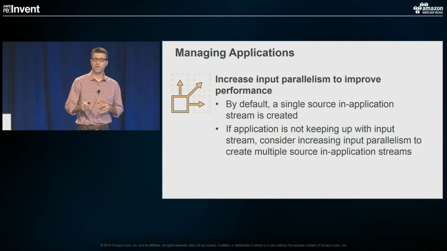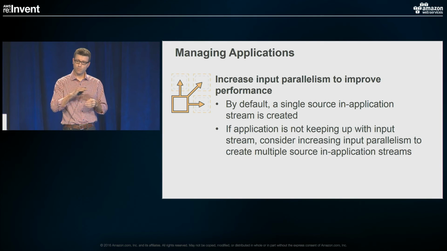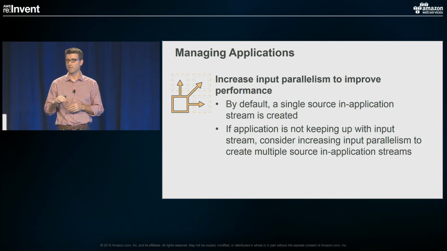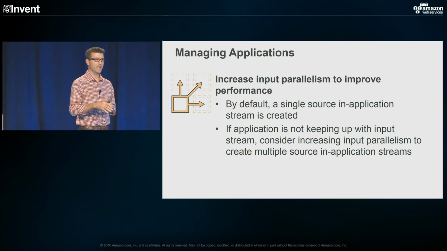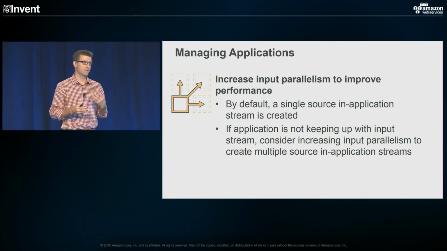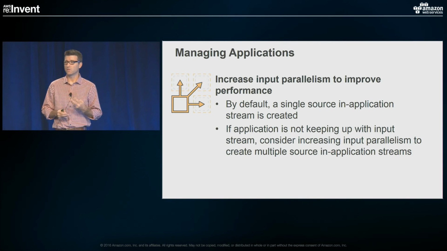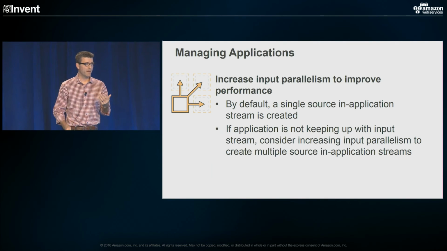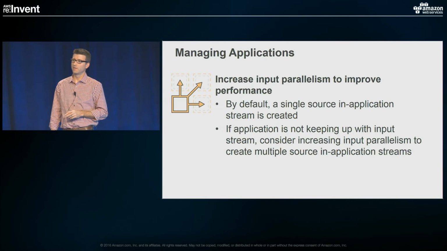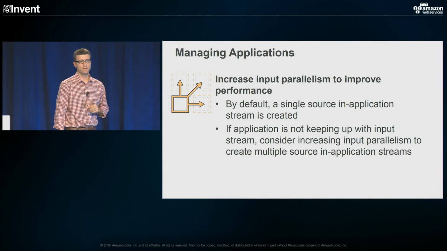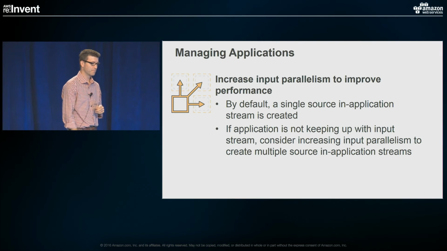You probably have to go in and change your SQL because now you've got 4 different in-app streams, 1 containing each shard. You're probably going to have to do a little bit of aggregation to put them into a single in-application stream in the Kinesis Analytics app. But now you've got some parallel processing that you can do. And so if you find the millis behind latest metric falling behind, take a look at the parallelism feature that you can adjust in your Kinesis Analytics app.